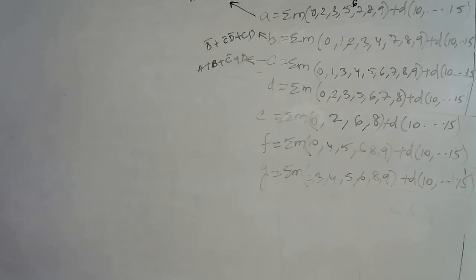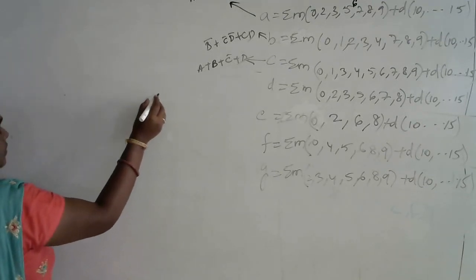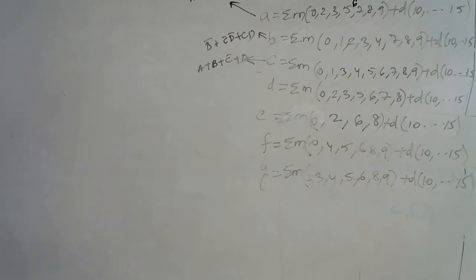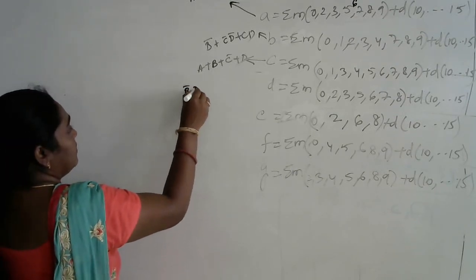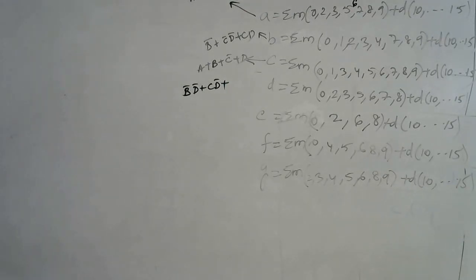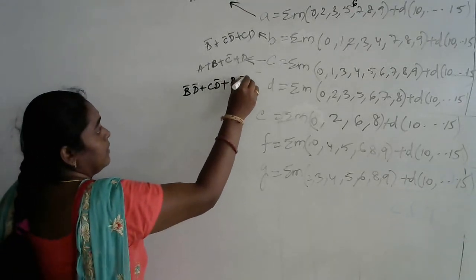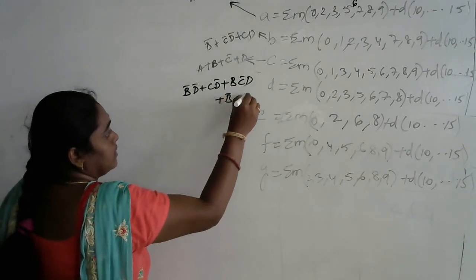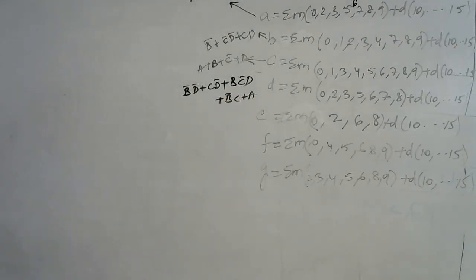Try to draw yourself what is the simplified expression for D, E, F and G. Here I am writing directly the expressions for D: B bar D bar plus C D bar, B bar D bar plus C D bar plus B C bar D, B C bar D plus B bar C plus A. This is the expression which we will be getting for D.